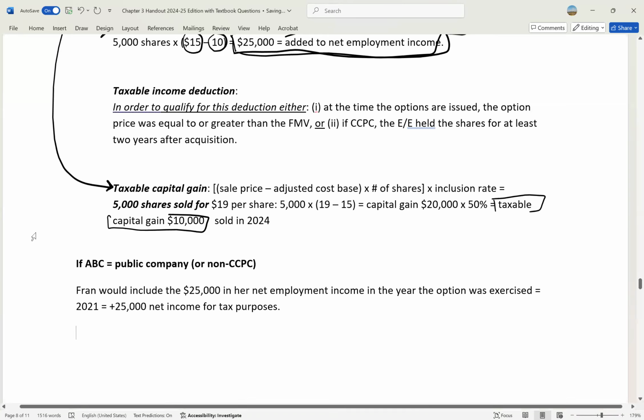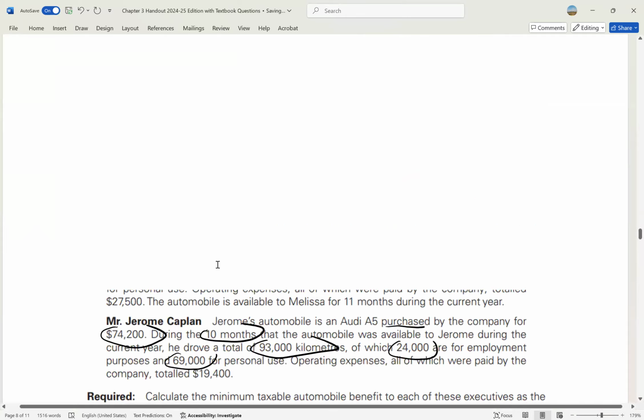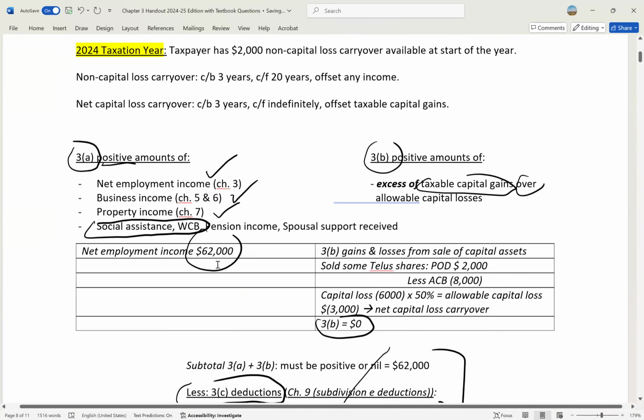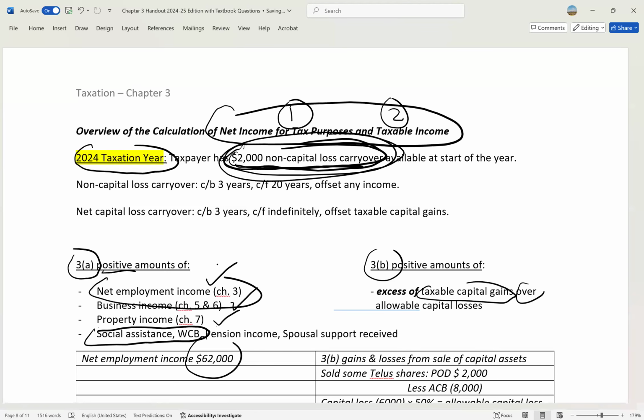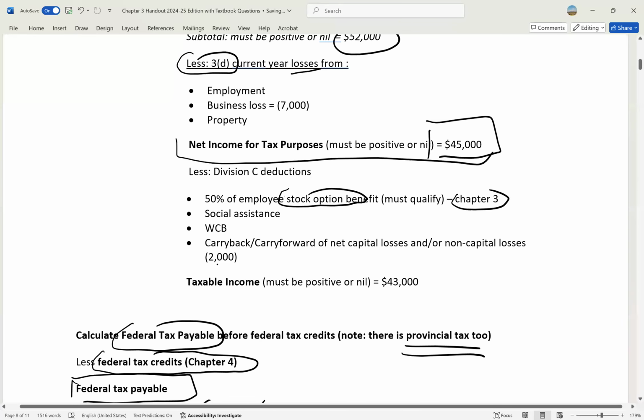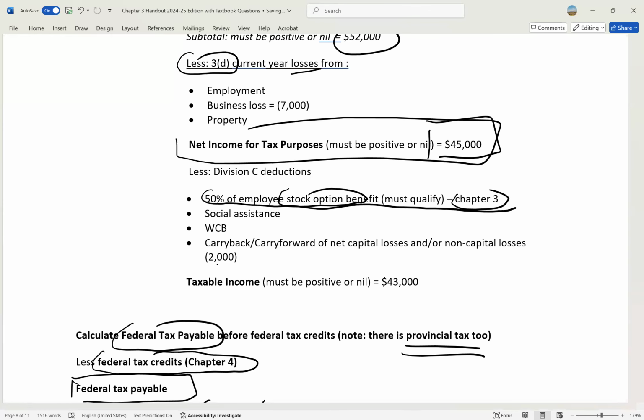Now, you may remember at the very beginning of today's lecture, if I scroll back to page 1, your net employment income is included in 3A. So that 25,000 is included in 3A. That becomes part of her net income for tax purposes. But then there was this 50% employee stock benefit that's listed here. Some employees that have to include that 25,000 or whatever the amount is in their net employment income may qualify for this 50% deduction when they calculate taxable income.